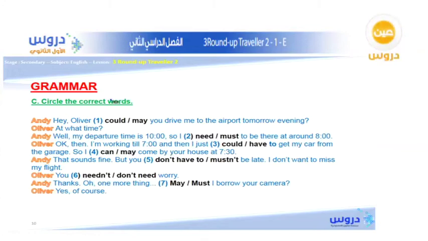Okay, here we go. We go to the section grammar and circle the correct words. You have two choices. You have to choose the correct and suitable words.